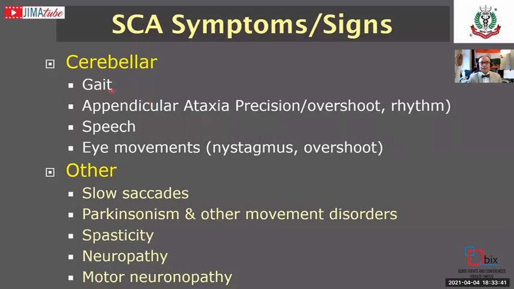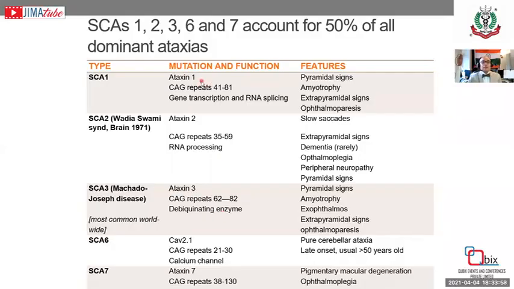Here we have the constellation of a gait disorder and appendicular ataxia with dysmetria, a dysarthria, and nystagmus. In addition, there are slow saccades. They can be extrapyramidal or pyramidal, a peripheral neuropathy, or even a motor neuronopathy presentation. Now, I have laid out here some of the commoner SCAs 1, 2, 3, 6, and 7, which is 50% of the dominant ataxias. SCA 3 is the most common worldwide, and it has some clinical features which help you raise the possibility. And I've identified here the proteins that are dysfunctional and the CAG repeats that are contributing to this group of ataxias, and a possible location of the problem that gives rise to the SCA in each of these individual cases.